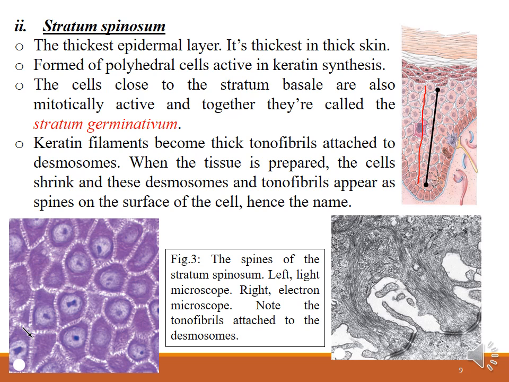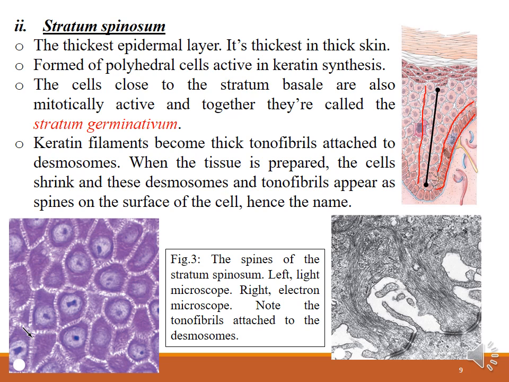Now, the stratum spinosum is formed of several layers of polyhedral cells that are active in keratin synthesis. So these cells are active in protein synthesis and they have all the features of protein synthesizing cells. Now, the cells of the stratum spinosum that are close to the stratum basale are also mitotically active. So this is the stratum basale in the image here, and the cells adjacent to them are also mitotically active. Together, these two layers are called the stratum germinativum. Both of them help in forming all the layers of the epidermis.